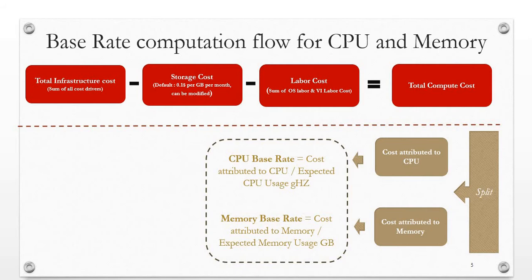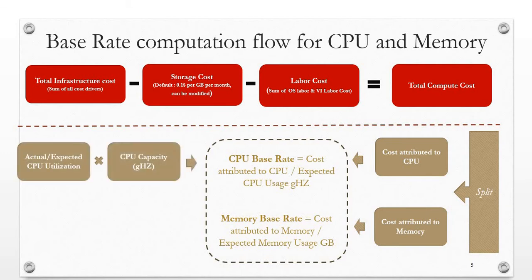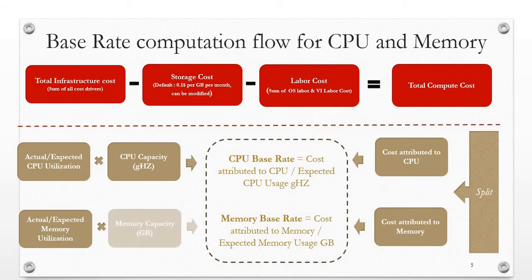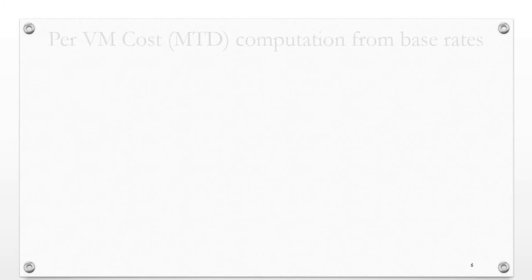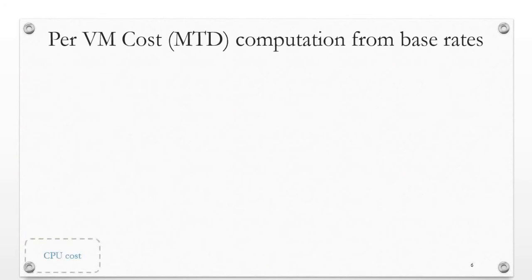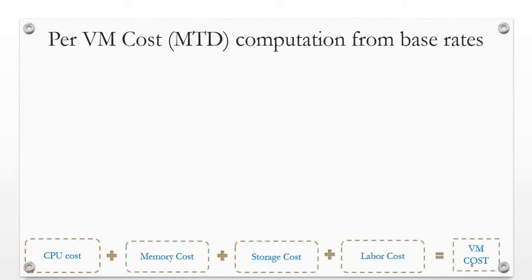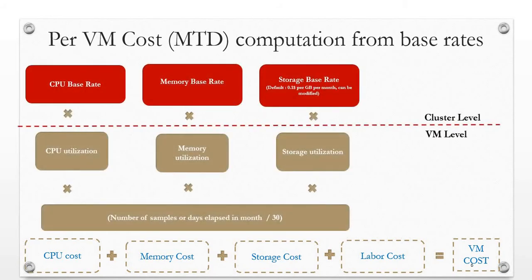But what is expected CPU usage or expected memory usage? It is the product of CPU utilization and CPU capacity in gigahertz. Similarly, expected memory usage is the product of memory utilization and memory capacity in gigabytes. After all this, we get the per VM cost, which is the sum of CPU, memory, storage, and labor cost. And this CPU, memory, and storage cost is the product of their base rates and utilization respectively.